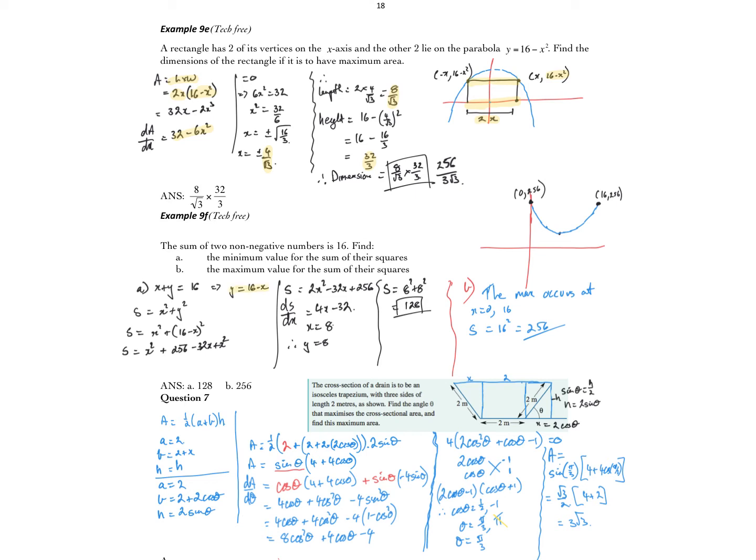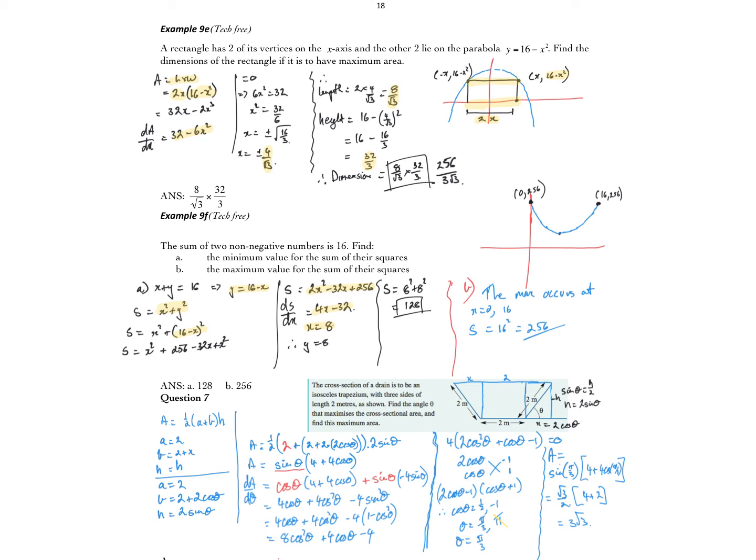The sum of their squares means we want to add up each number squared. So I need the sum of x squared plus y squared. If I put 16 minus x in for y, I get s is equal to x squared plus 256 minus 32x plus x squared. So I get a quadratic that I can differentiate to get 4x minus 32, which means I get a minimum value when x is equal to 8. Substitute that in, y is equal to 8. 8 squared plus 8 squared is 128. So that's the minimum.